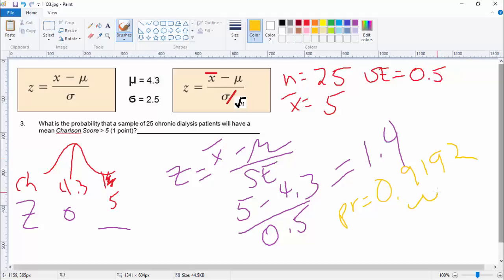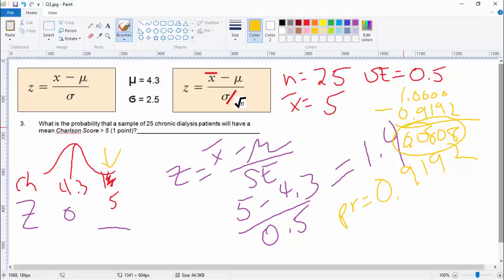Okay. Time for the reality check. Remember, we go and we see almost 92%. That can't be right. So you have to do the post processing. Let's go do it. 1 minus 0.9192. And what's that little thing we get at the bottom? It's really little, 0.0808. And so that is our probability here.